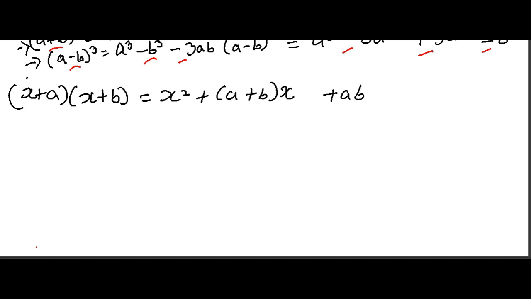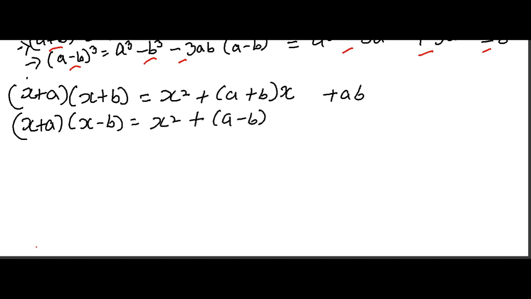Next one we will take x plus a into x minus b. This works out to be x square plus a minus b into x minus ab. We go to the third one, same series.